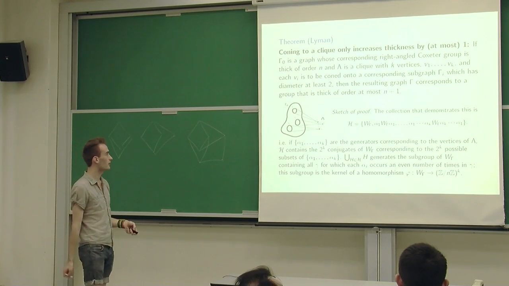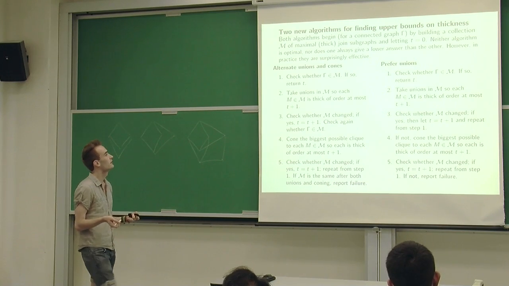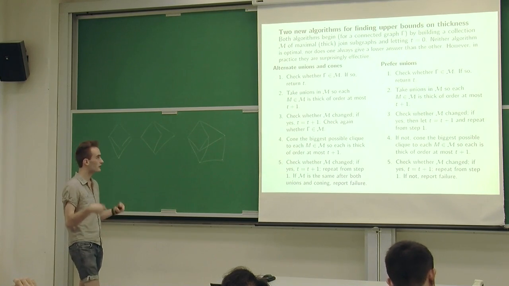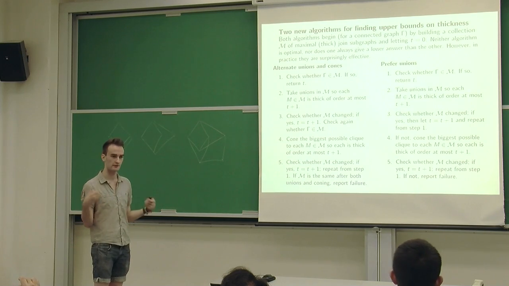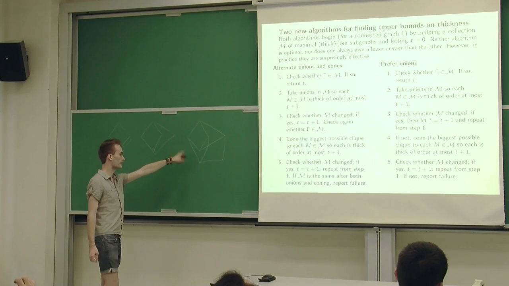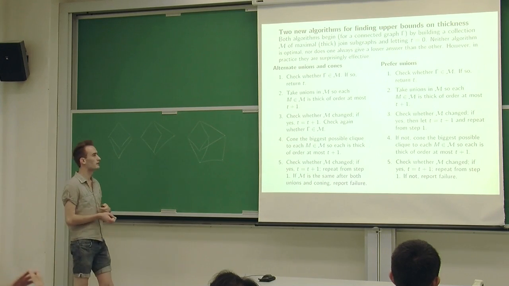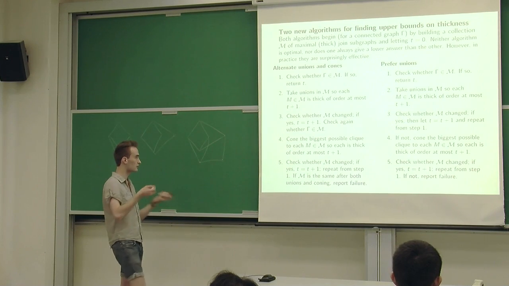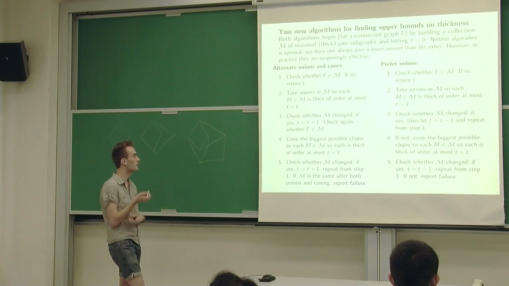So applying both of these, we get two algorithms that can give you an upper bound on thickness. The first one, you alternate unions and cones. So you start out actually by building a script M, which is a collection of maximal thick joined subgraphs. So for this graph in particular, the maximal joined subgraphs that are thick are going to be these two. And you start out with thickness T equals 0. And then in alternating unions and cones, you first check whether Γ is in script M. For this graph, it's not.